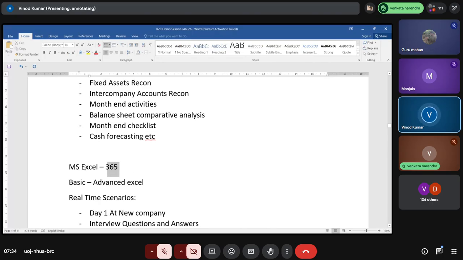And this particular role requires most of your technical knowledge on MS Excel, guys. The latest Excel which companies are using is Office 365.